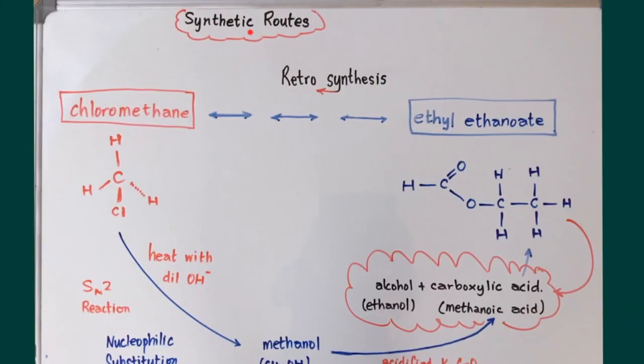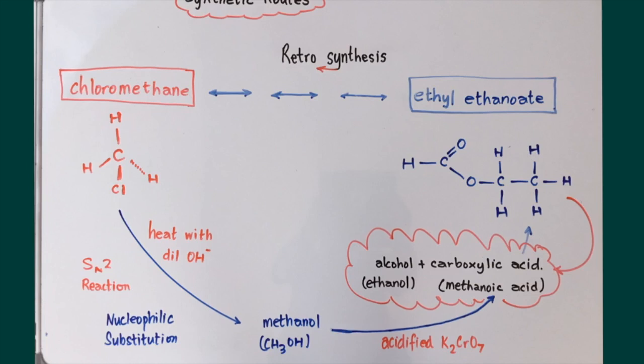An understanding of these synthetic routes in organic chemistry is useful if you wanted to synthesize a product like ethyl ethanoate, an ester, and you had to begin your synthesis from chloromethane. To go about thinking or designing how you would do this, retrosynthesis requires thinking in reverse.